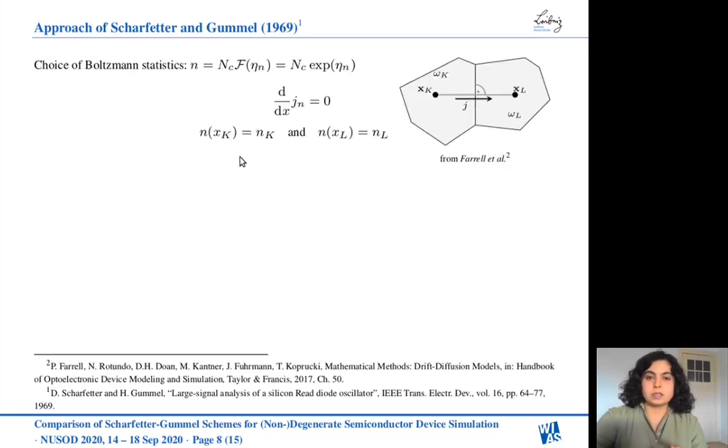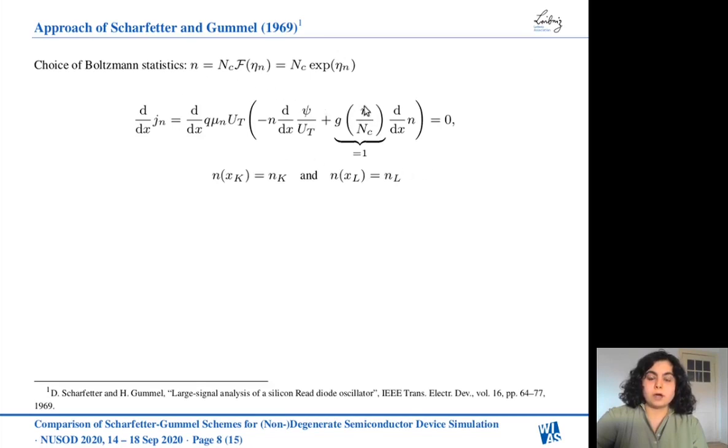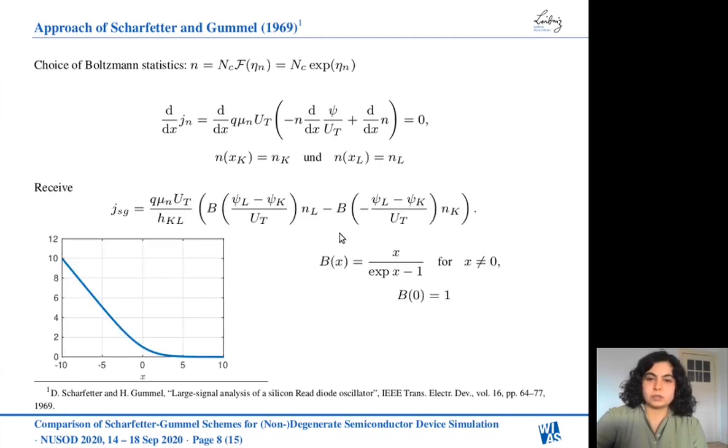Then the flux is projected onto the shared face between two control volumes, as depicted here in the figure. In case of the electron current density, we receive this ordinary differential equation. Assuming a Boltzmann relation, this two-point boundary value problem can be solved explicitly, since the diffusion enhancement equals 1. We receive this flux discretization scheme with B as the Bernoulli function, which is also shown here.